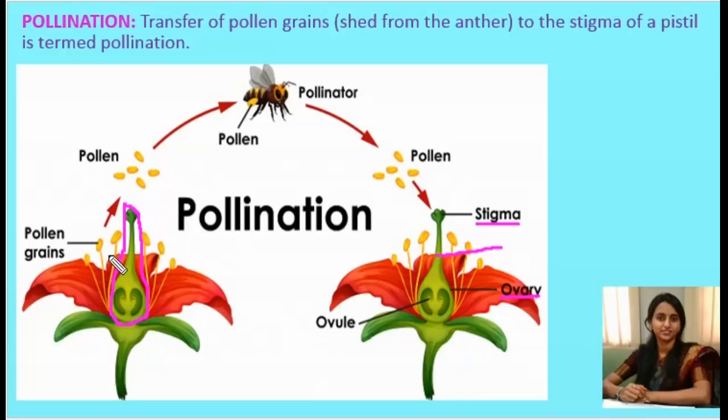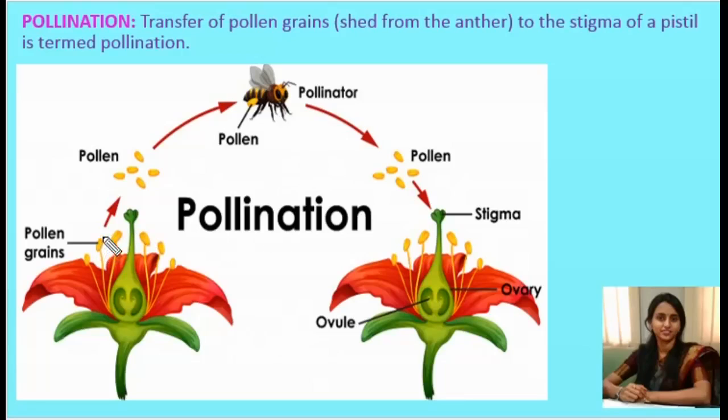When the anther matures, the pollen grains are released. These pollen grains carry male gametes, and in order to bring about fertilization, that is fusion of male and female gametes, there is a need to transfer these pollen grains from anther to the stigma. Hence, in order to transfer the pollen grains, a process is required, and that process is known as pollination.